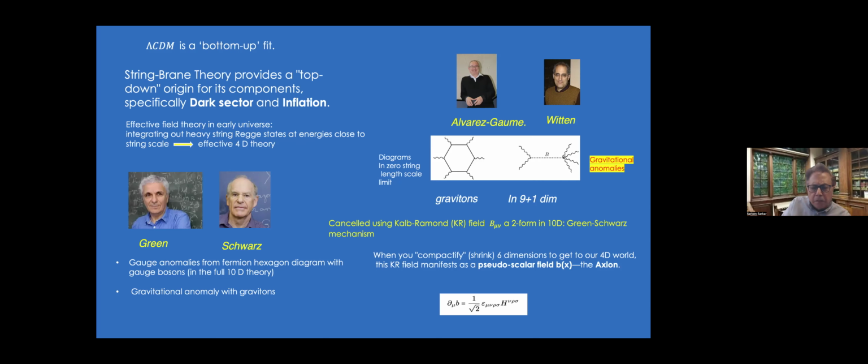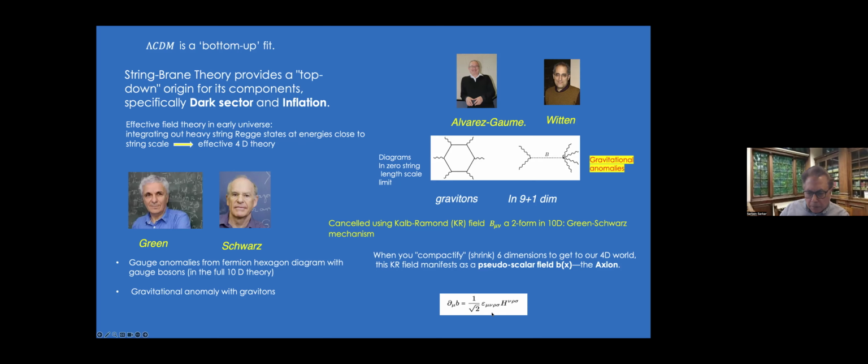Now, we want to have a theory which is based on those ingredients, and obviously when you go down to 4 dimensions, there are all sorts of compactification issues, etc. What happens is that the B_μν, which was a 2-form, becomes dual to a scalar, ∂_μ b.